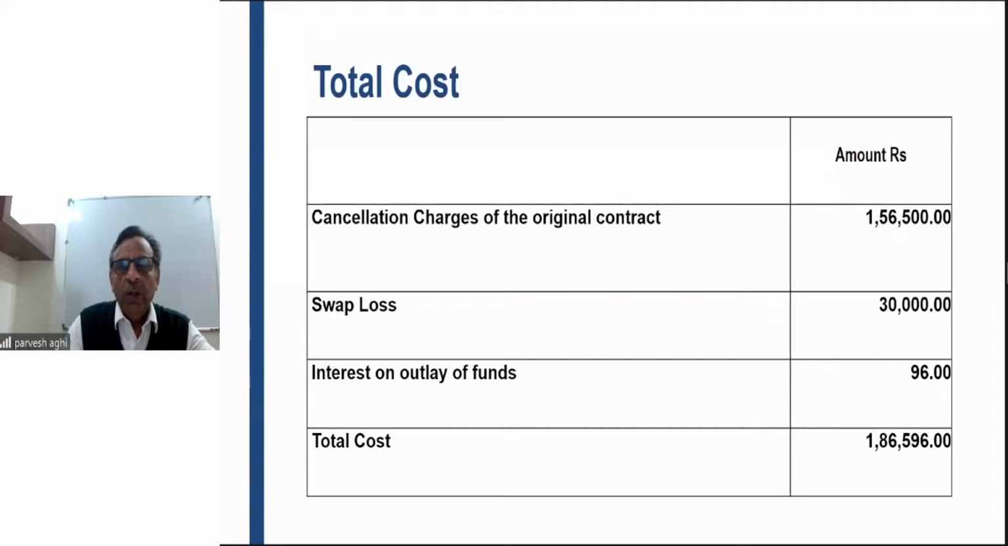Now, if you look at the total overall scenario, cancellation charges would be 1,56,000. Swap loss will be 30,000. Interest on outlay of funds will be 96,000 rupees. And the total cost will be 1,86,596. So that covers this.